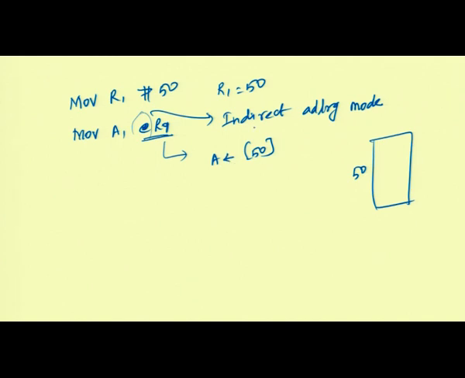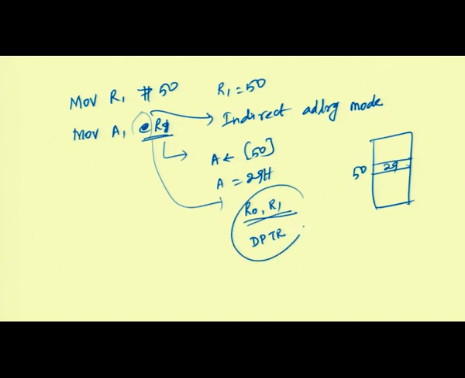The content of 50 is moved to the accumulator, that is, suppose the value is 29, then after executing, the accumulator value will be 29H. So, this way you can use it. For the indirect access we cannot use all the registers, only R0 and R1 are used. Among R0 to R7 only 2 registers, which are 8-bit registers, and DPTR also you can use. These 3 are preceded with the symbol @, which indicates it is an indirect addressing mode.